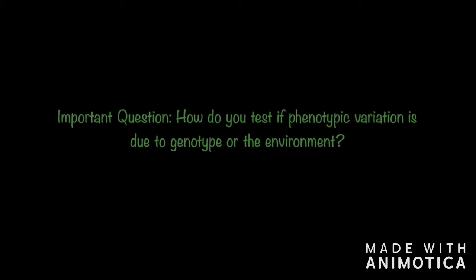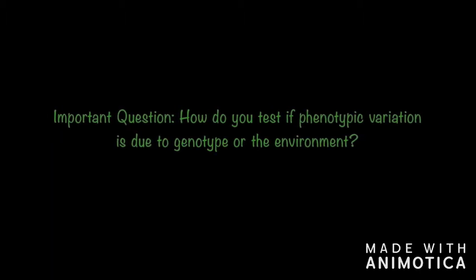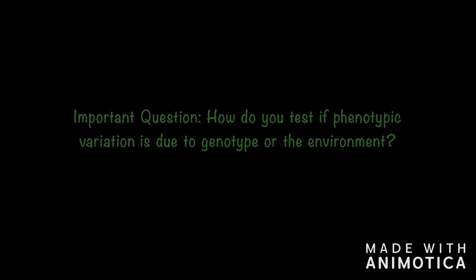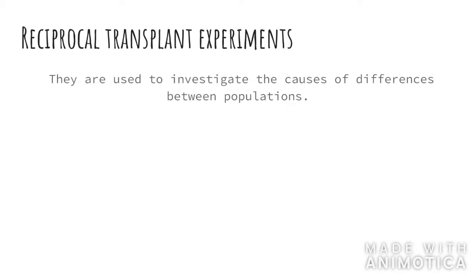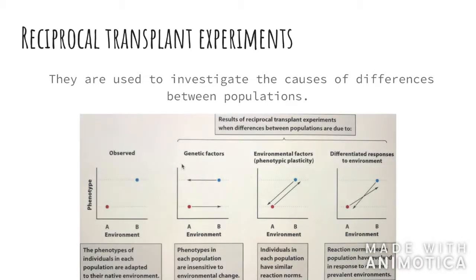Now, the important question to ask here is, how do we test if phenotypic variation is due to genotype or the environment? Reciprocal transplant experiments, that's how. They are used to investigate the causes of these differences. There are three results summarized in this graph as either genetic factors, environmental factors, or differentiated responses due to the environment.